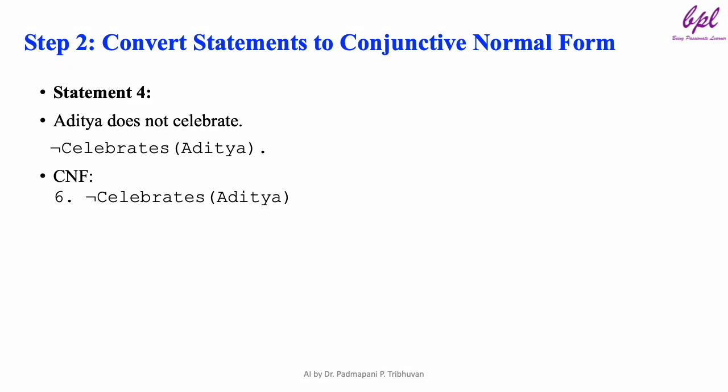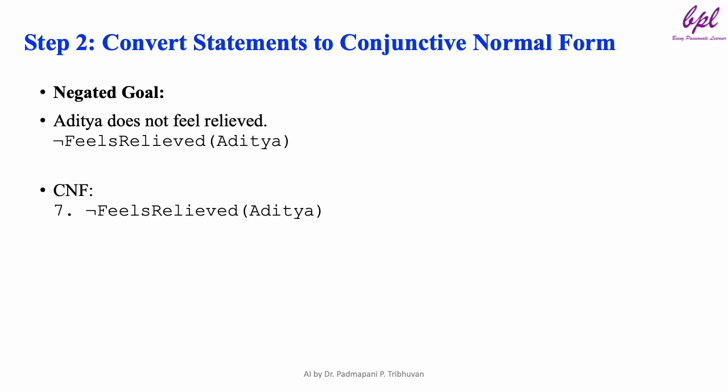Then let's see statement 4. Aditya does not celebrate. This is represented as Aditya not celebrates. This is already in CNF. Now let's focus on the negated goal. Aditya does not feel relieved. This is already in CNF.